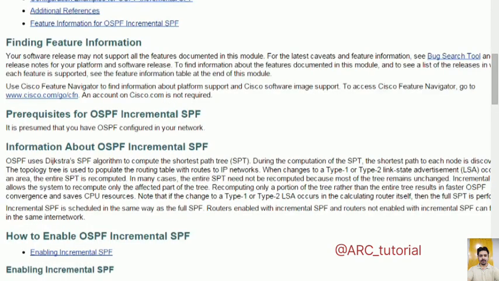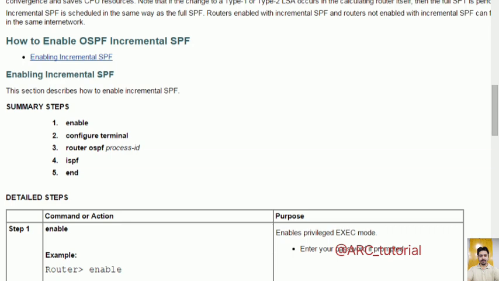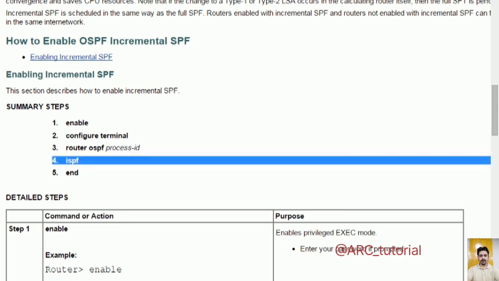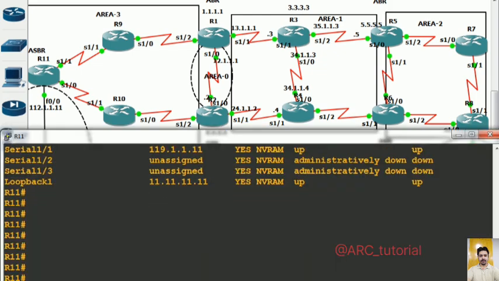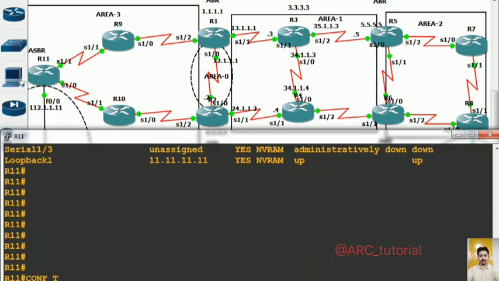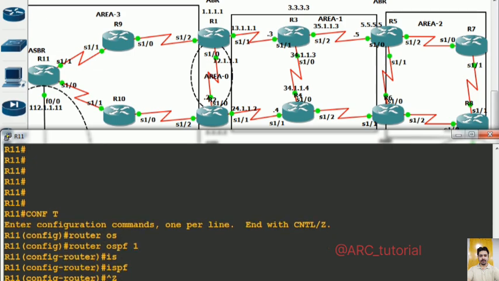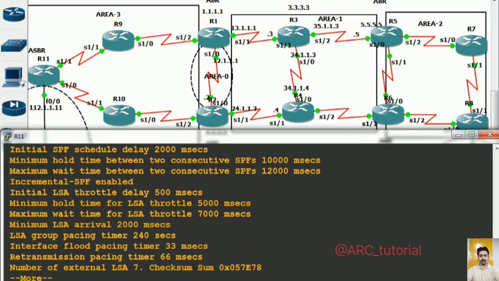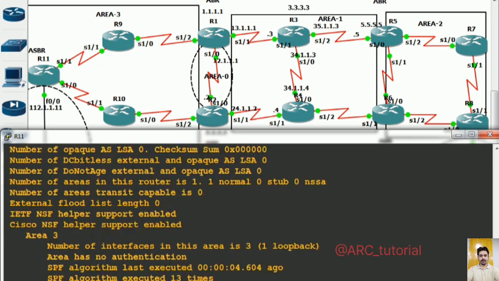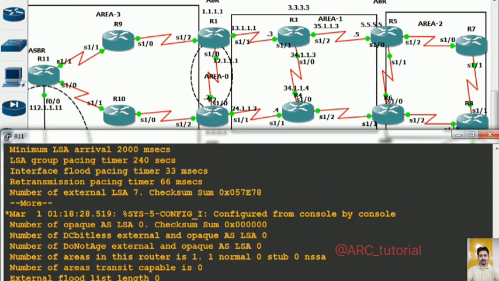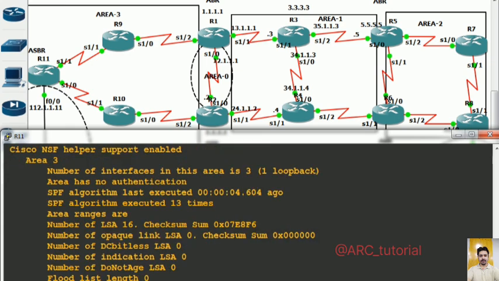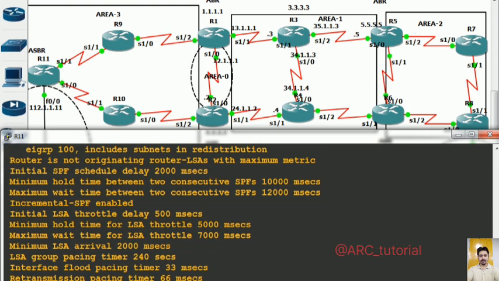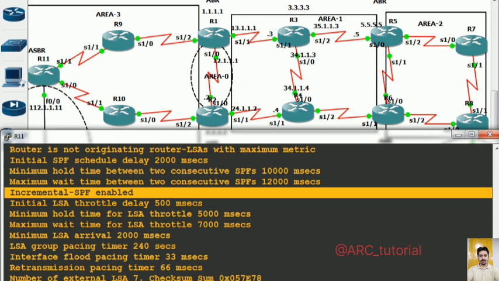So for that purpose, here you are having incremental SPF. You can enable it by using this command only. Under OSPF, under router mode, you just need to enable ISPF, and it's very simple. Even you can also enable it here as well. Router OSPF 1, ISPF. Show IP SPF. Now it will show you that incremental SPF is enabled. So in this way you can enable incremental SPF just to save your CPU resources.